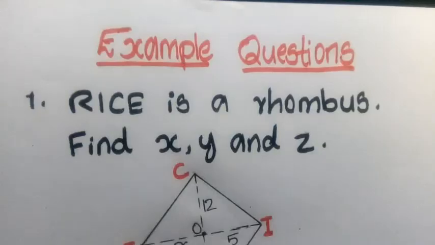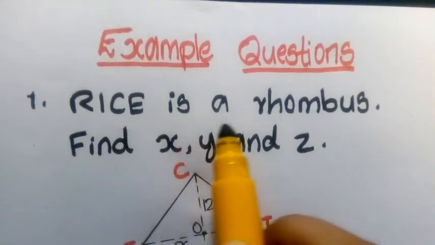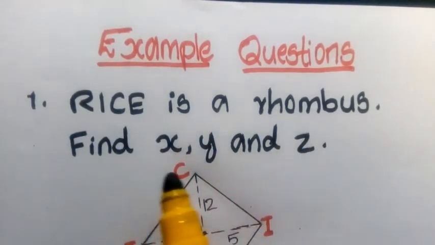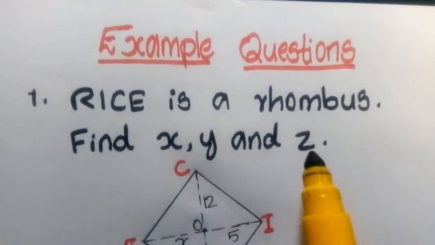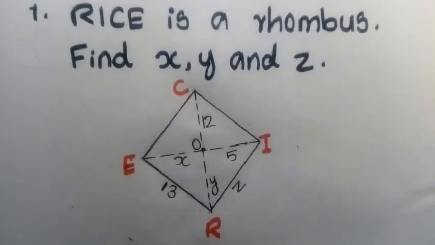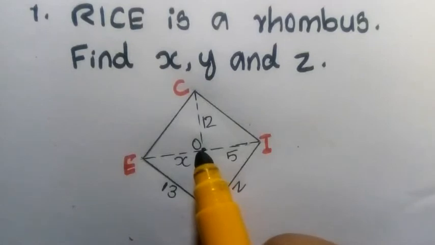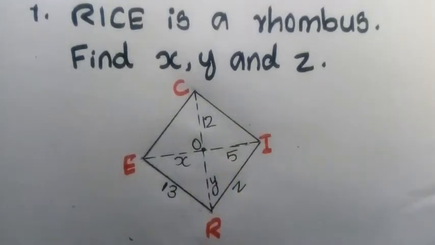Let us discuss some example questions. First question, RICE is a rhombus. Find x, y and z. Here we have the rhombus RICE. We need to find the values of x, y and z. Here EI and CR are diagonals. They are intersecting at O. Let us check the solution.